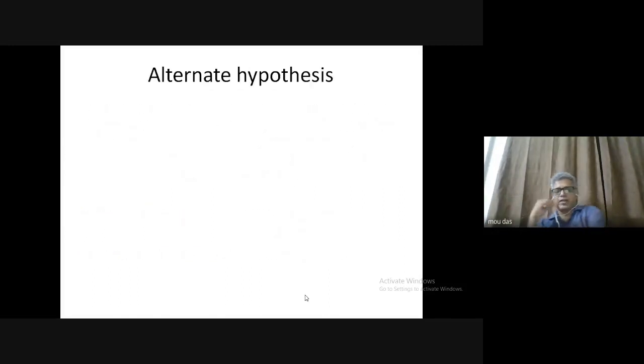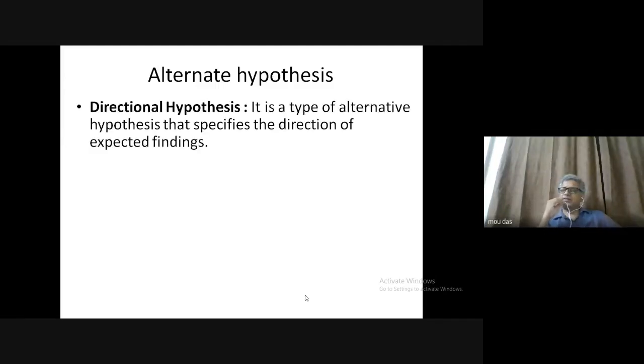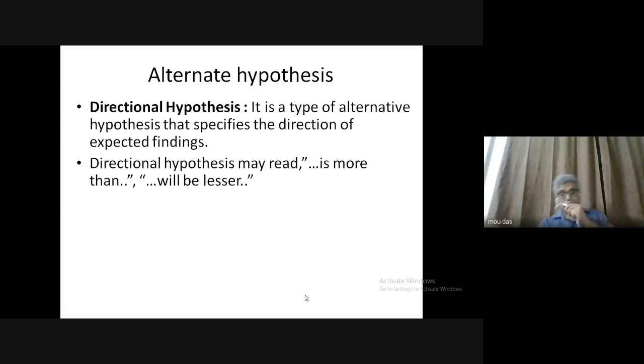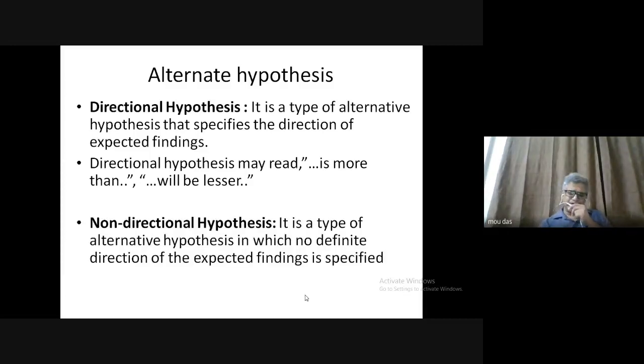Now, the alternative hypothesis is slightly different from the null hypothesis in the sense that it can be directional, because it can set the direction in which we expect our findings. It can state that it is more than or less than. We can define from the beginning of the study which way we expect our finding to be, that the new intervention will be more effective or less effective than the standard one. Or it can be non-directional, that the new treatment or the sample mean is different from the standard one.